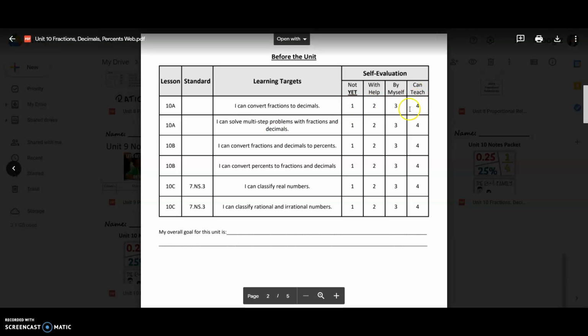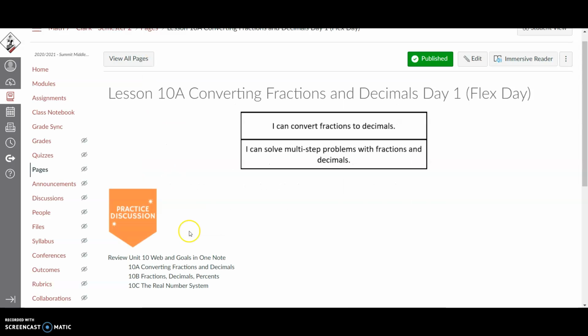So you may remember how to do some of these things. So circle your 1 through 4s and then just make a goal for yourself right there on your Unit 10 web that is in OneNote. So please make sure you fill out your Unit 10 web. That's our first step to do today.